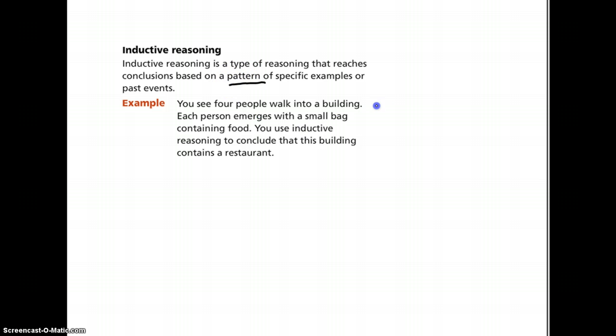And so as an example, you see people walk into a building. Each person comes out with a small bag of food. So based off of that pattern, you conclude that there's a restaurant in this building. I like the example of when you go to the cafeteria that Monday they had pizza, Tuesday they had pizza, Wednesday they had pizza. So based off this pattern, you can probably guess that Thursday they have pizza.